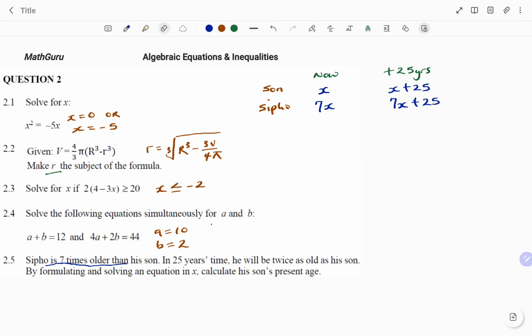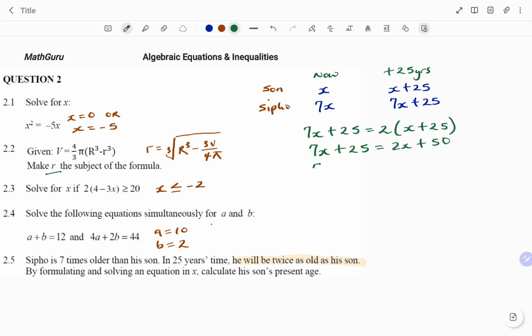However, we've been told that in 25 years, he will be twice as old as his son. So writing an algebraic equation for that, in 25 years, Sipo is 7x plus 25, and he will be twice as old as his son. So the son in 25 years' time will be x plus 25. So if you solve that, we have 7x plus 25 equals 2x plus 50.